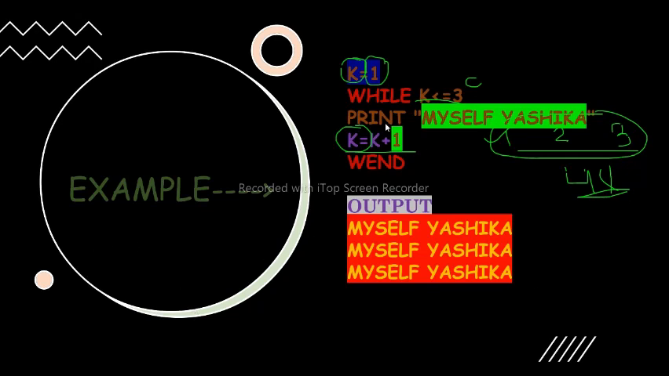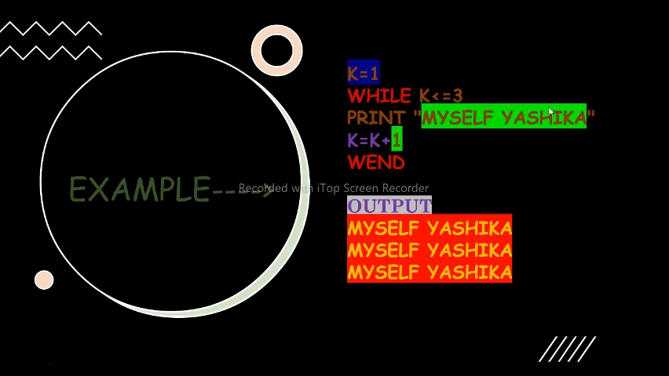Then print "myself Yashika". Now what's this? This is just a general statement. I can say that it's just a general statement in which we are using the print command and then the message "myself Yashika". Then this is the accumulation step, or the updating step, in which we are updating the value of the control variable. This we have also done in master class.